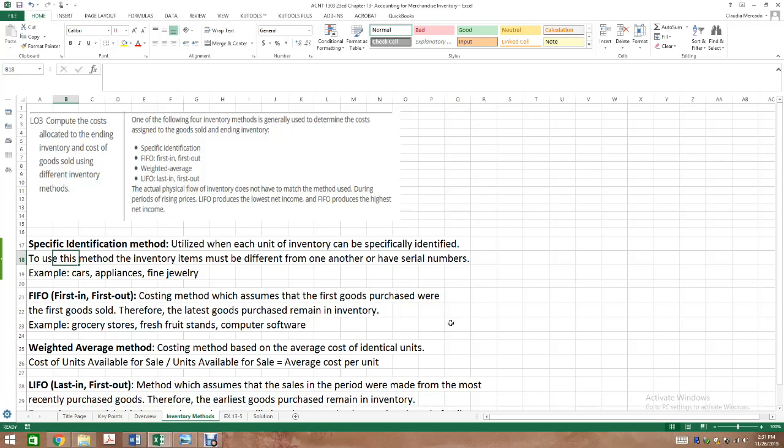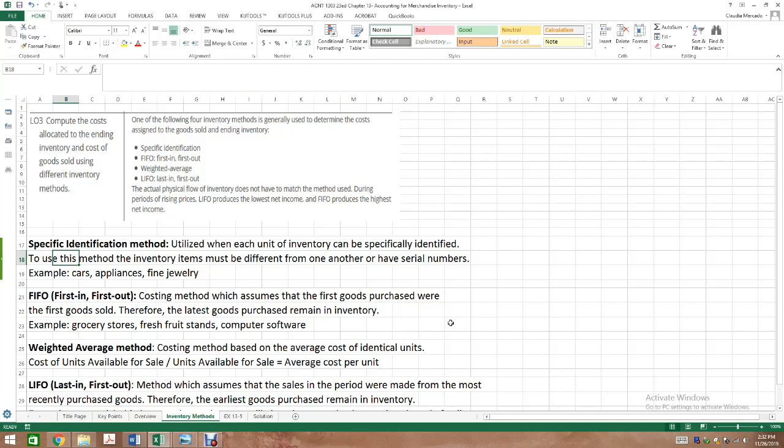Some examples of companies that use the FIFO method include grocery stores, fresh fruit stands, or computer software. Basically, anything that is perishable, you want to sell the oldest. You don't want to keep the old and sell the new. No. Let's say, for example, you have bananas. You order crates and crates of bananas. Okay? Are you going to sell the new bananas or are you going to sell the old bananas? Well, you want to sell the old bananas first because they're going to rot. They're going to spoil. So you want to make sure that you're selling your oldest merchandise first.